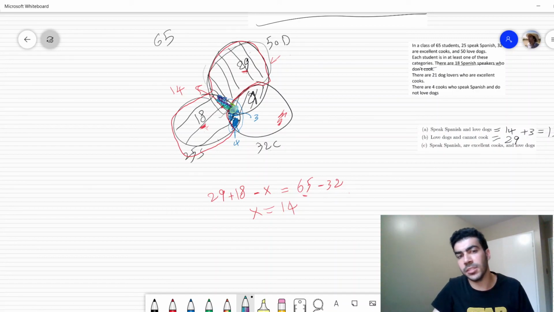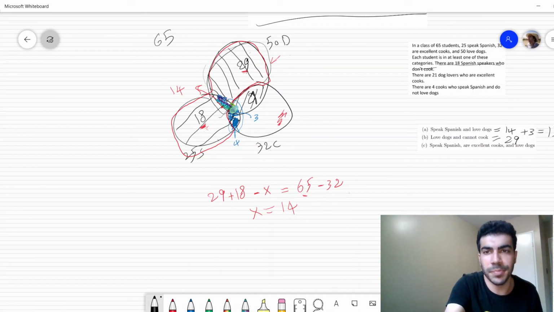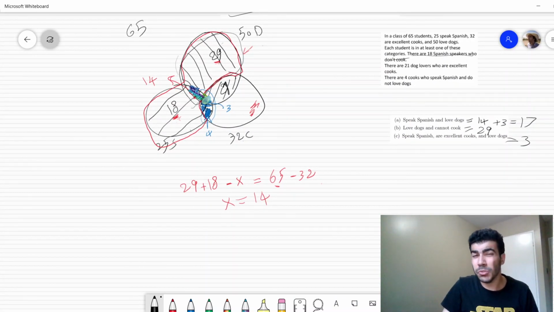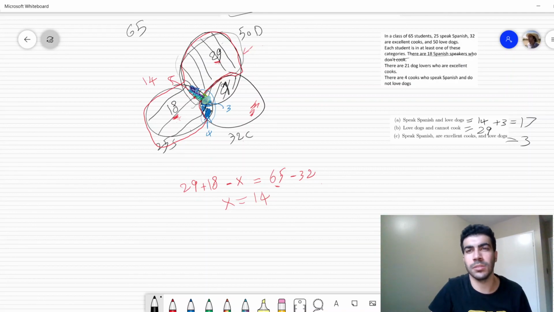And we previously saw that there are 3 people who satisfy the 3 circles. I know it's kind of hard to understand. However, I hope if you saw the process, maybe this might help.